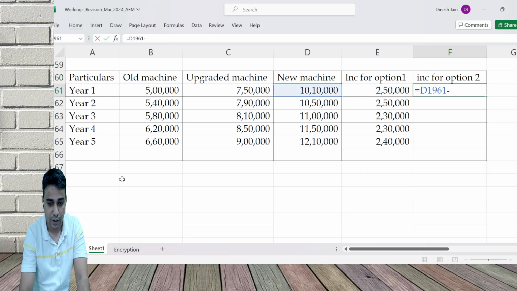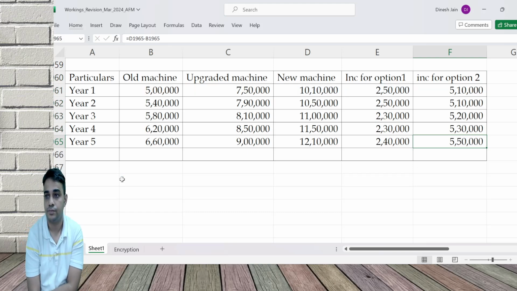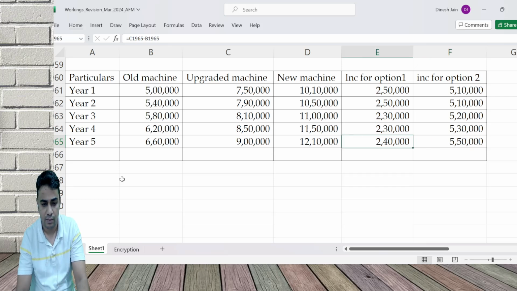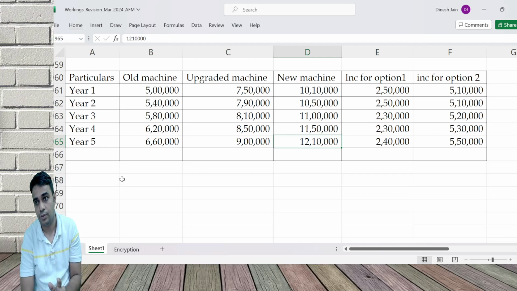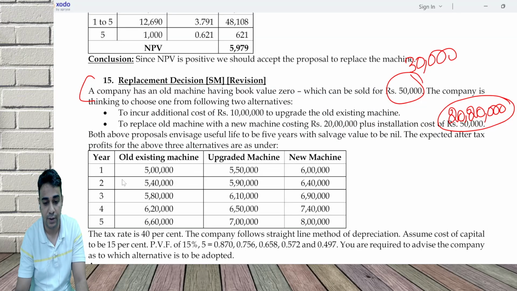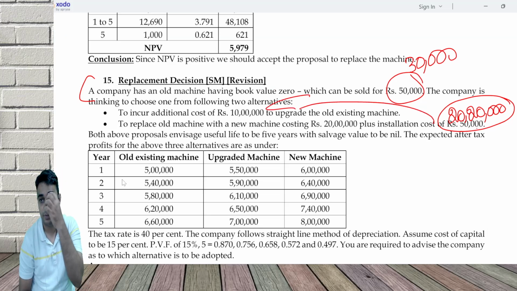Difference: new minus the old. What happened? The old machine minus the old machine, and new minus the upgraded old machine. New minus old, original. Here we're not taking upgraded old. Then I have to take it for cash flow also, no? For example, we said 20 lakh 20. Then I have to do 20 lakh 20 minus this 10 lakh also. That option also can be done, but the calculation will get a little complicated.